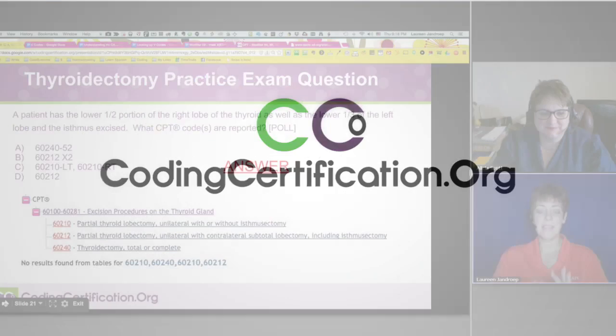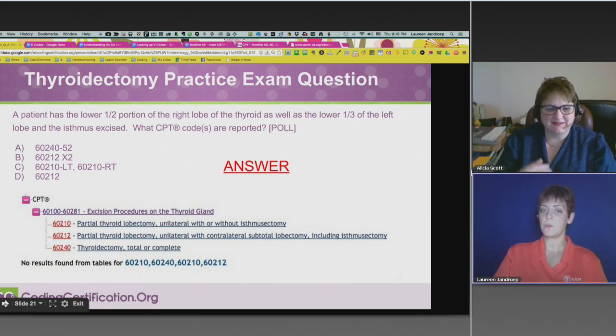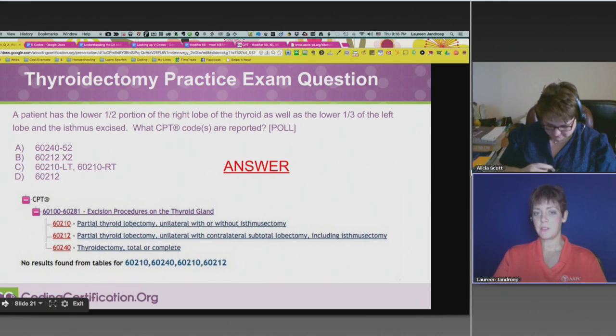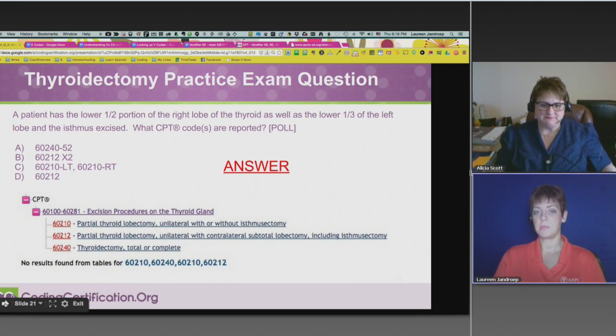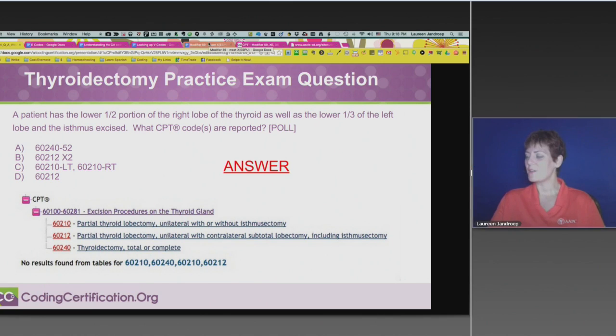Okay, you guys, I think you're going to like these. For those who have not taken a board exam, the next two slides are taken from CCO Practice Exams. So this one is a Thyroidectomy Practice Exam question, and as I'm reading it, think about what you think the answer is before I go into what the answer is.